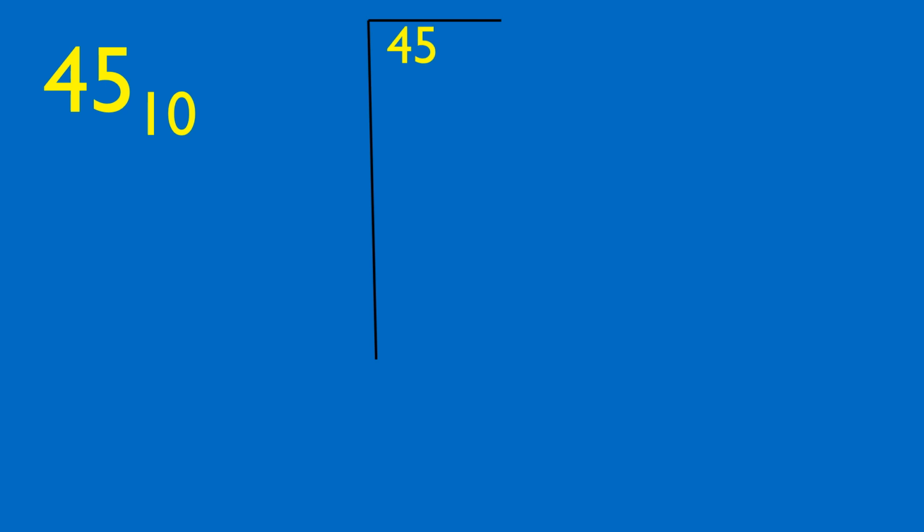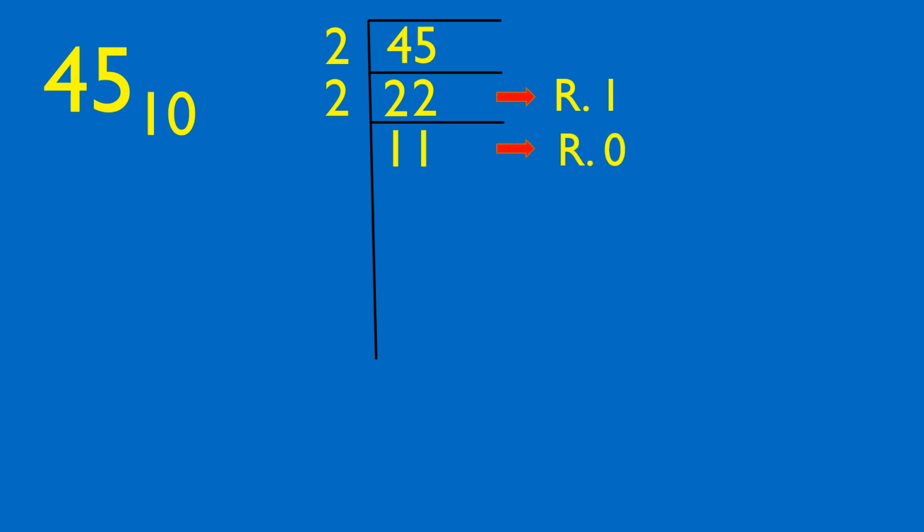So let's write 45 where we can see it. Since we're converting to base 2, we divide by 2. So 45 divided by 2, 2 into 4 is 2. 2 into 5 is 2, but there's a remainder of 1. We divide by 2 again, 2 into 22. 2 into 2 is 1, 2 into the other 2 is 1, and there is no remainder. So remainder 0. R represents remainder.